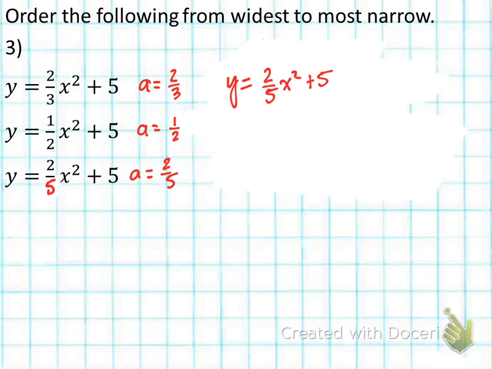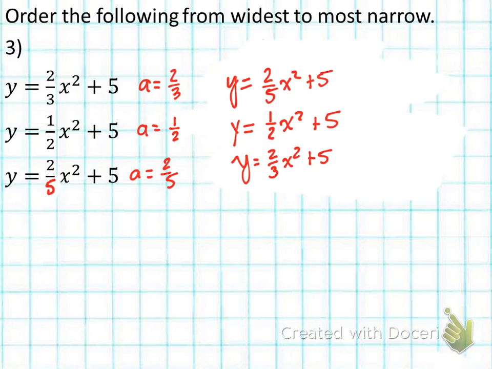Raise your hand if you think the first equation is the next one. Raise your hand if you think it's the second equation. Good, it's the second one. So this is the next widest. Okay, what's the third equation? Of course, it's the last one, which is the 2/3, right? y is equal to 2/3 x squared plus 5. Okay? That's it. Pretty easy, right?